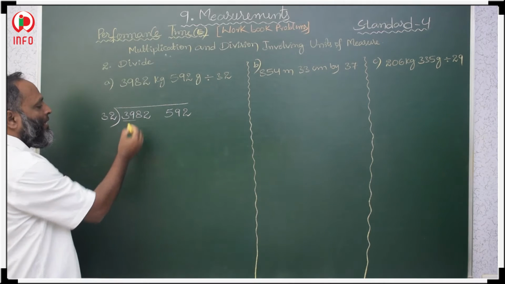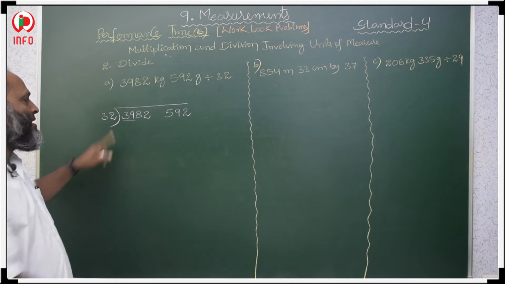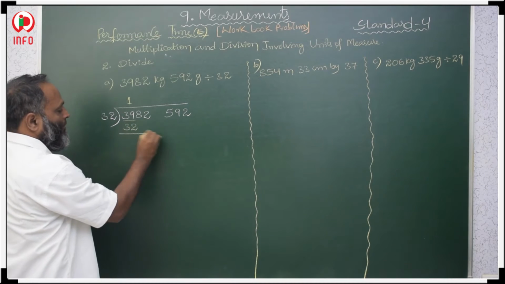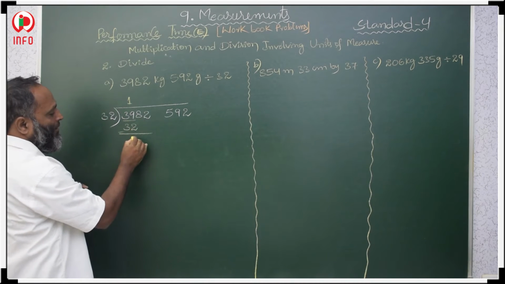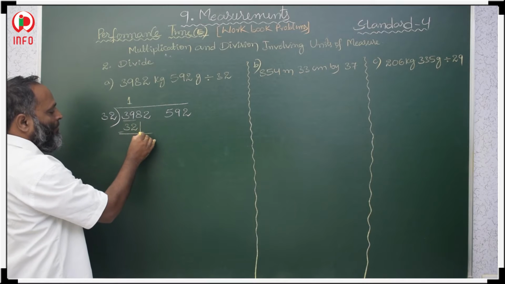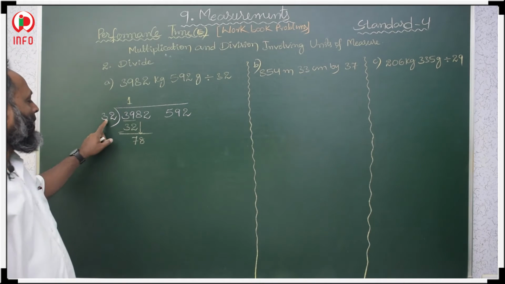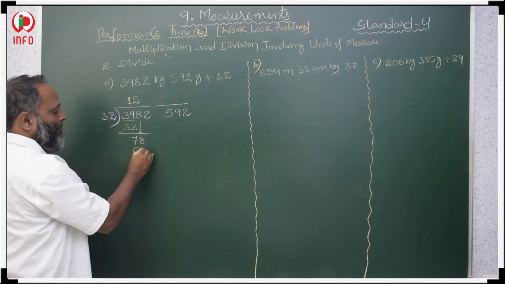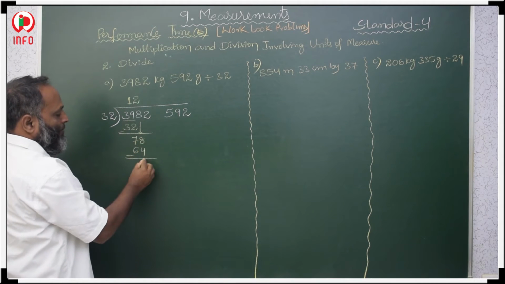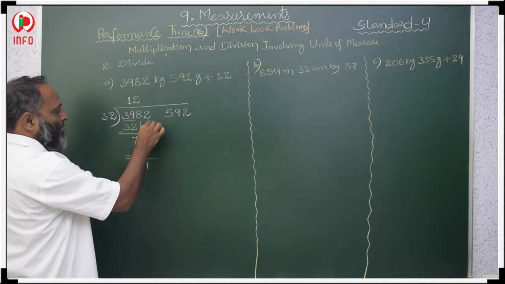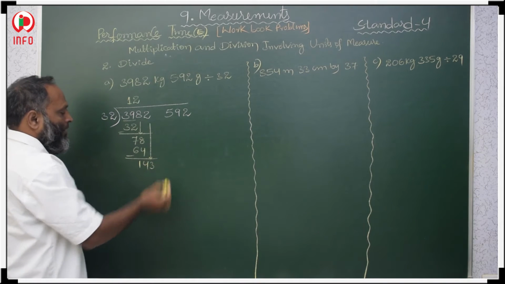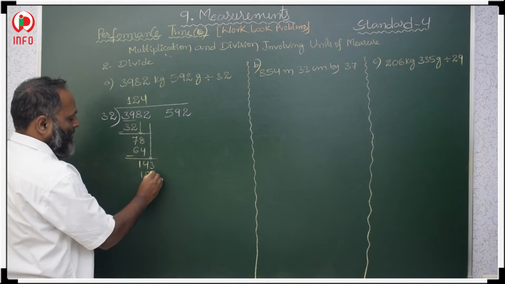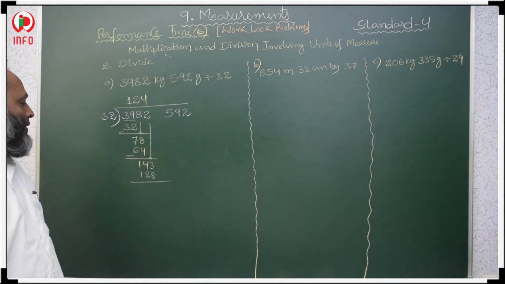First you should take two digits, 39 with 32. 32 ones are 32. Then minus, 9 minus 2 is 7. The next digit we should copy. Then 32 twos are 64. Then minus, 8 minus 4 is 4, 7 minus 6 is 1. So next digit we should copy. 32 fours are 128.